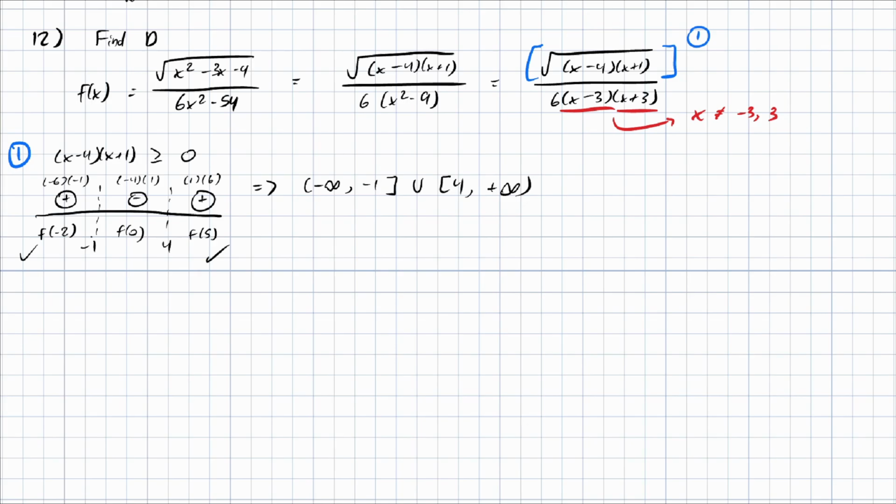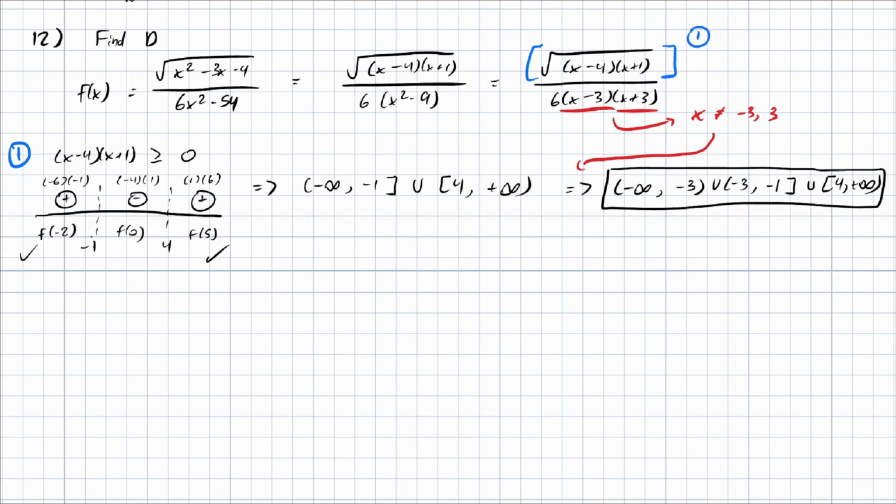So I have these things to put in here. This becomes negative infinity to negative 3 excluded, union negative 3 to negative 1 included, union. Note that the 3 does not belong in the initial inequality, so I don't need to worry about that at all. So I'll have 4 to positive infinity, 4 is included as well, and that is my answer. This is my domain.